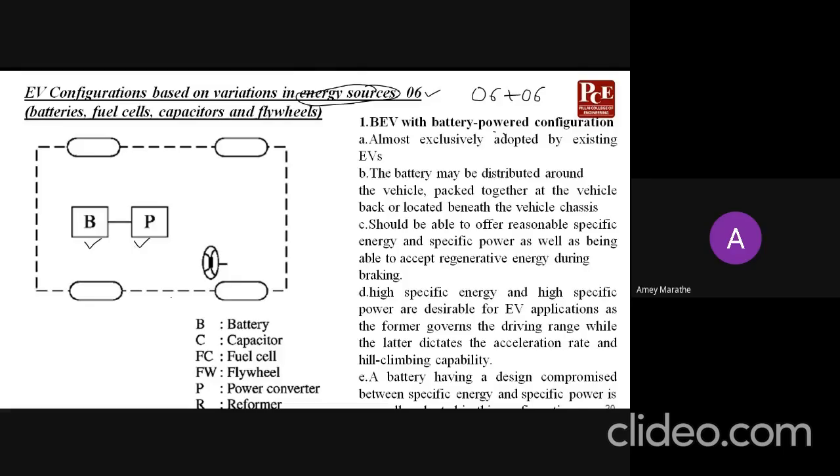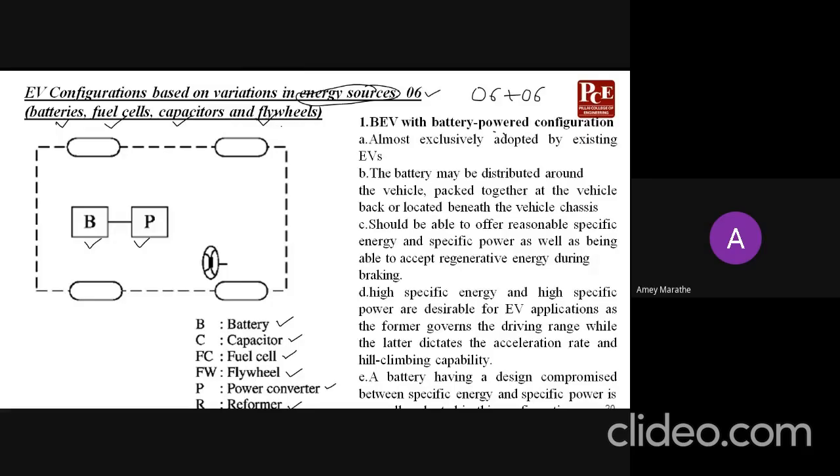B stands for battery, C stands for capacitor, FC stands for fuel cell. I'm just writing it here. FW stands for flywheel, P stands for power converter, and R stands for reformer. Depending on what type of energy source you have, what are the different energy sources which are possible? Either we can have a battery, a fuel cell electric vehicle, ultra capacitors, or ultra flywheels.